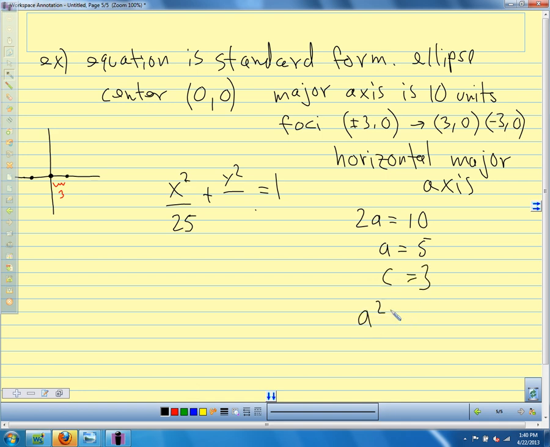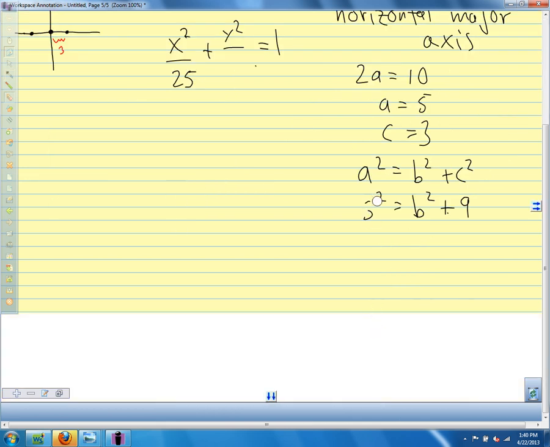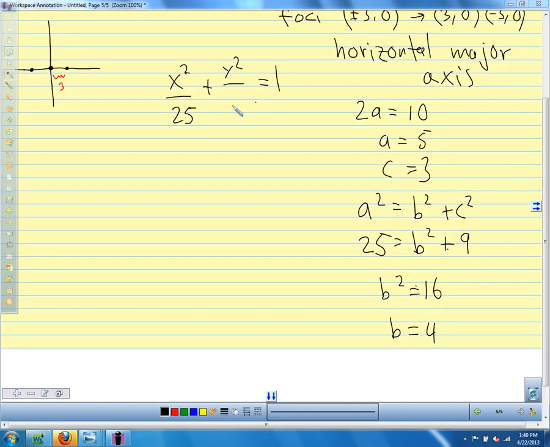We know for an ellipse, A squared equals B squared plus C squared. So I have 5 squared equals B squared plus C squared is 9. I'm going to write this as 25 instead of 5 squared. 25 equals B squared plus 9. So B squared equals 16 and B equals 4. And B squared goes under this part. So that would be 16. So this is our equation. X squared over 25 plus y squared over 16 equals 1.